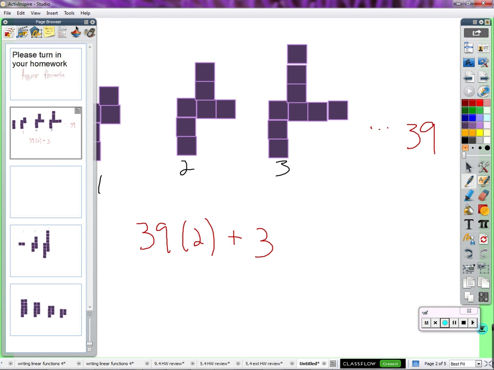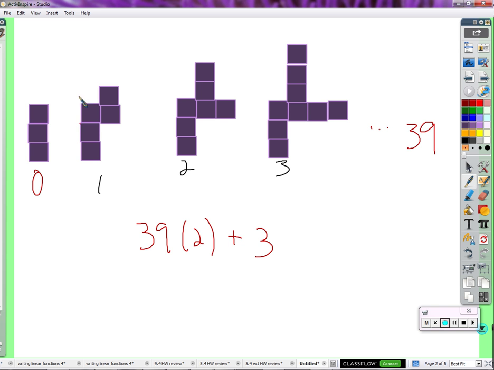So here is what Hunter is explaining: he goes up 1 step to figure 1, 2 steps to figure 2, 3 steps to figure 3, 4 steps to figure 4, and on and on. And once he gets to figure 39, it took how many steps to get from 0 to 39? 39 steps to get to figure 39 from 0.